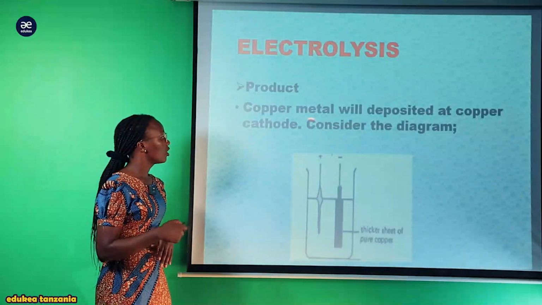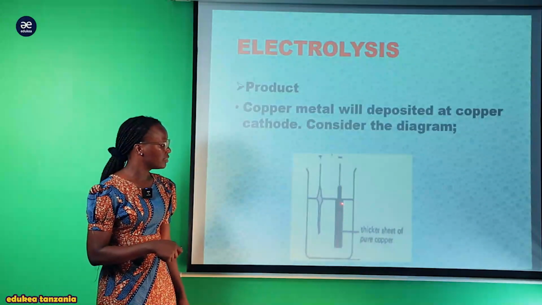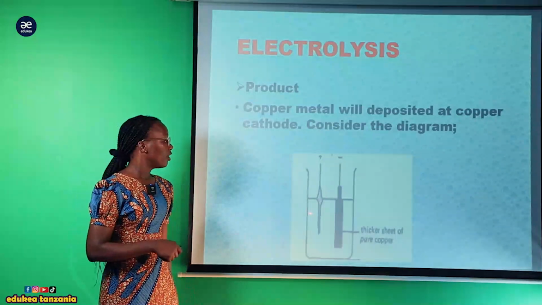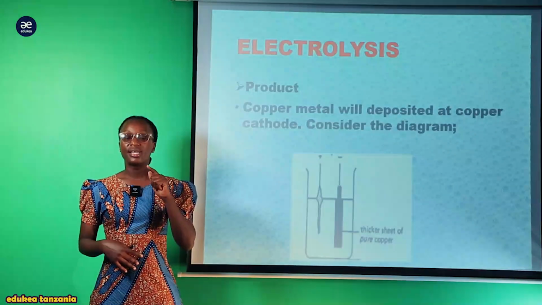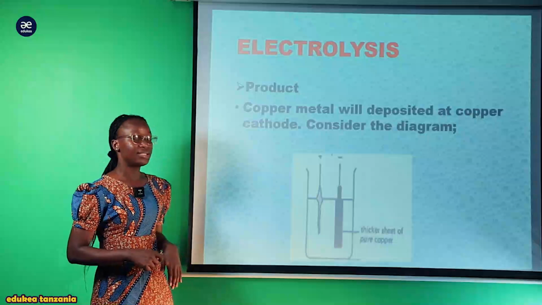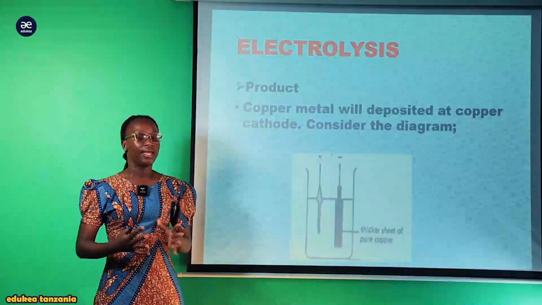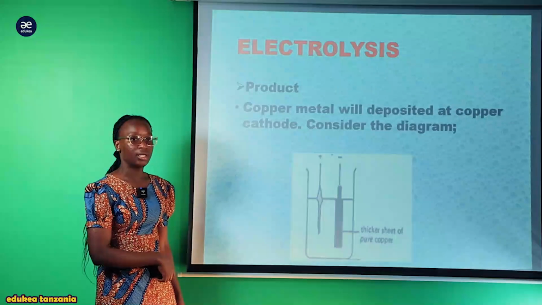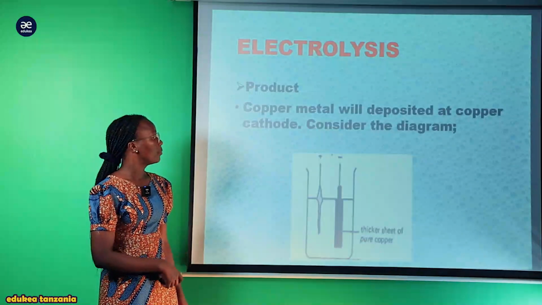Copper metal will deposit at the copper cathode. Consider the diagram. You can see the copper deposits here at the copper cathode. Before, it was at the anode, but we saw that at the anode it discharged, formed a solid, and then the solid dissolved again, and after dissolving we get copper again. So there will be deposition of copper metal at the cathode electrode, as you see here. This part here has melted, dissolved into the solution, and after dissolving it forms again this part here, which has been deposited at the cathode.